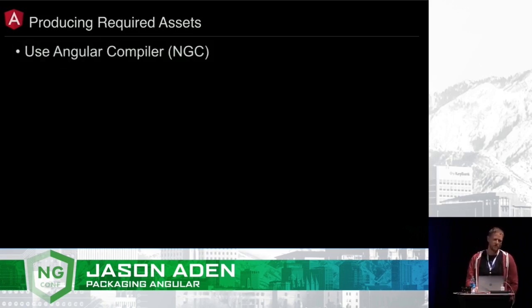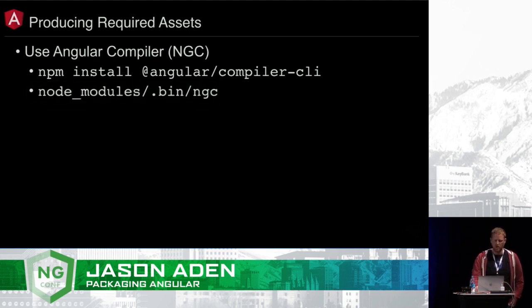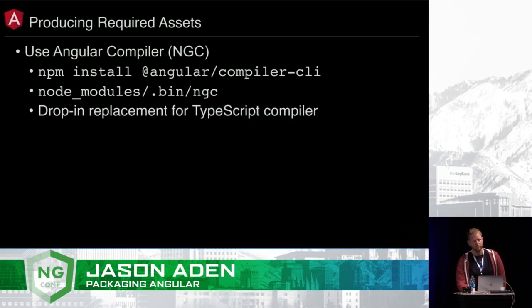Basically, the first requirement is that you use the Angular compiler. So you get it by npm installing @angular/compiler-cli. In your node modules bin directory, you'll have an ngc command. And that's basically a drop-in replacement for the TypeScript compiler. It essentially wraps the TypeScript compiler, adding some additional options, adding additional output to support ahead of time compilation and to support building the ngfactory files, ngstyle files.